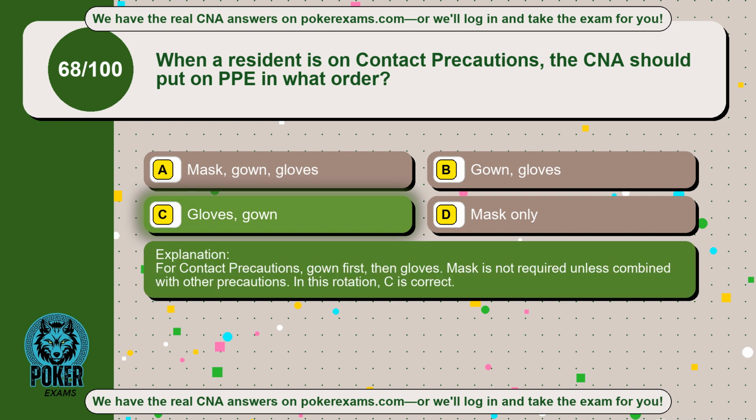For contact precautions, gown first, then gloves. Mask is not required unless combined with other precautions. In this rotation, C is correct.